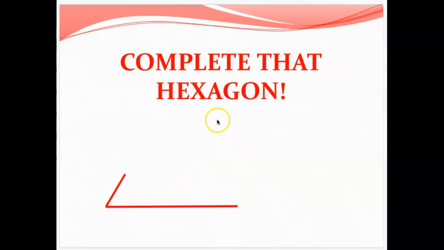All right, next one. Start with these 2 sides and complete that hexagon. Think about how many sides a hexagon has. Pause and press play when you're ready. A hexagon has 6 sides. 1, 2, 3, 4, 5, 6. So I added 4 more sides to make a hexagon.